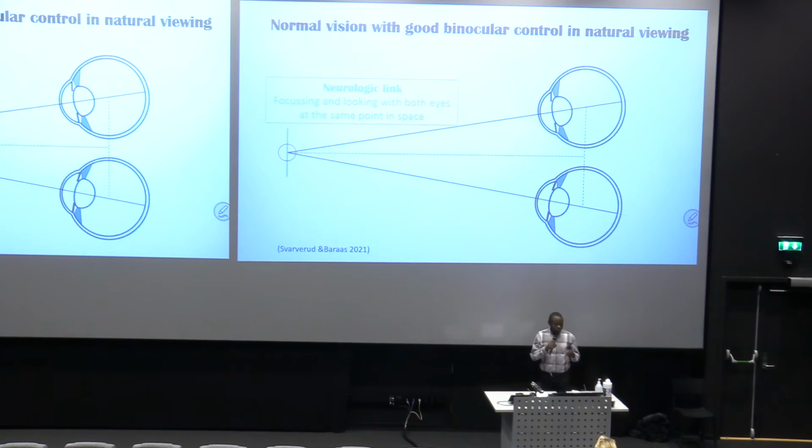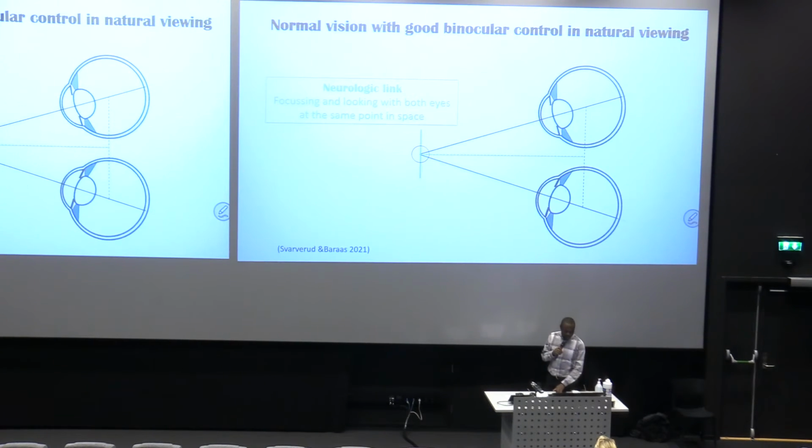So in this picture, the eyes are focusing on the object at the same point in space. Now that is when you're looking at distance. Now let's look at near. We look at our phones, and that's how our eyes are focusing. So in other words, the neurological linkage, whatever is in the brain that coordinates these eyes, ensures that this is maintained.